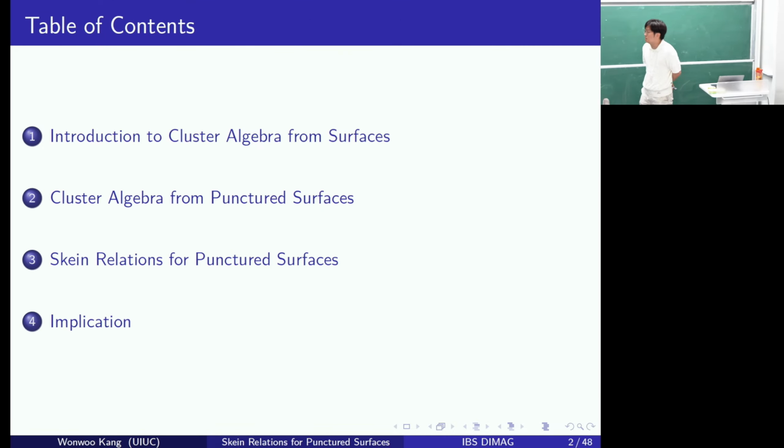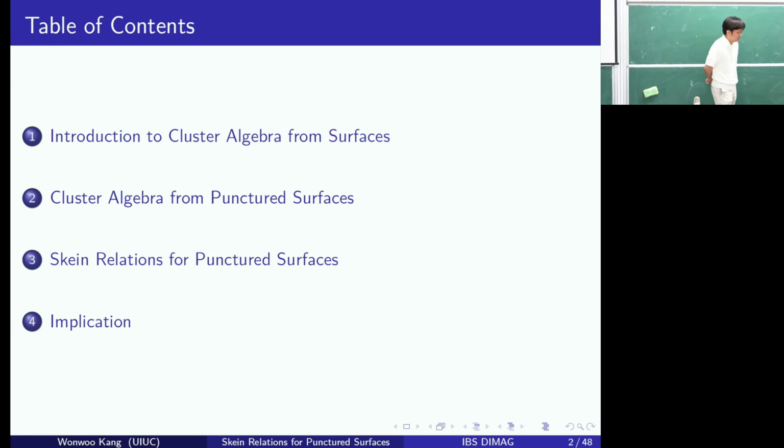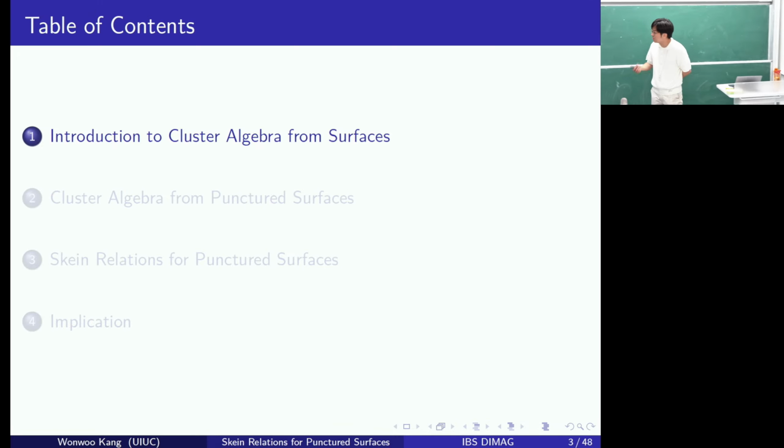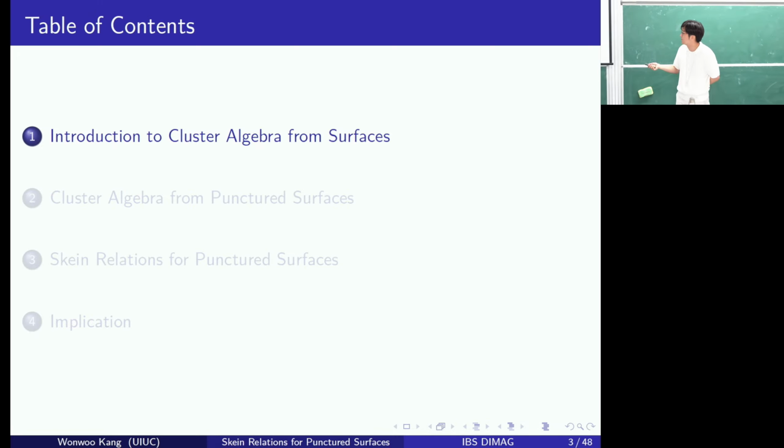The presentation will consist of 4 parts. First, as I mentioned, I will give the introduction to the cluster algebra from surfaces. Second, I'll give a more general version of it, which is cluster algebra from punctured surfaces. Then the third and fourth will be my results. The third one is basically the title, the Skein relation for punctured surfaces, and the fourth one will be the implications. So let's start with the introduction to cluster algebra from surfaces.